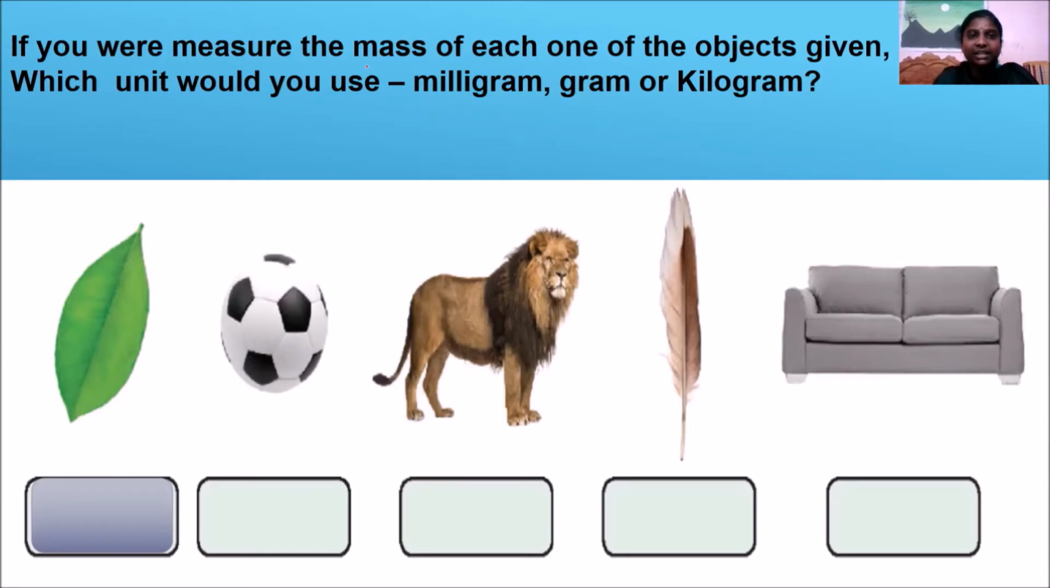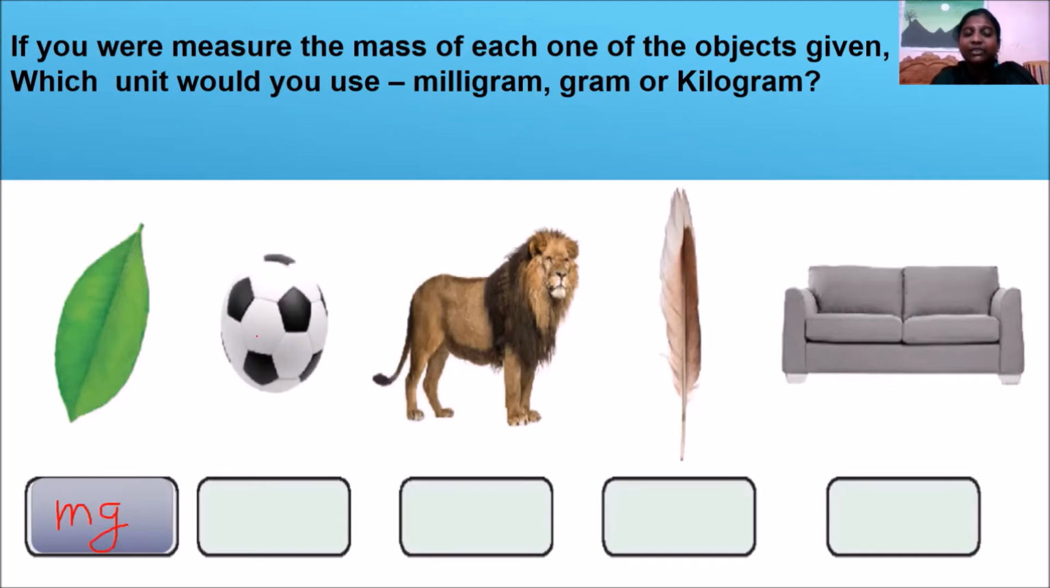If you were to measure the mass of each one of the objects given, which unit would you use? Milligram, gram or kilogram? Look at the given picture, children. Now we are going to measure the weight of each object. Now we have to decide which unit we have to use. The first one is the leaf. Now tell me which unit you will use. Very good. First one is the milligram.